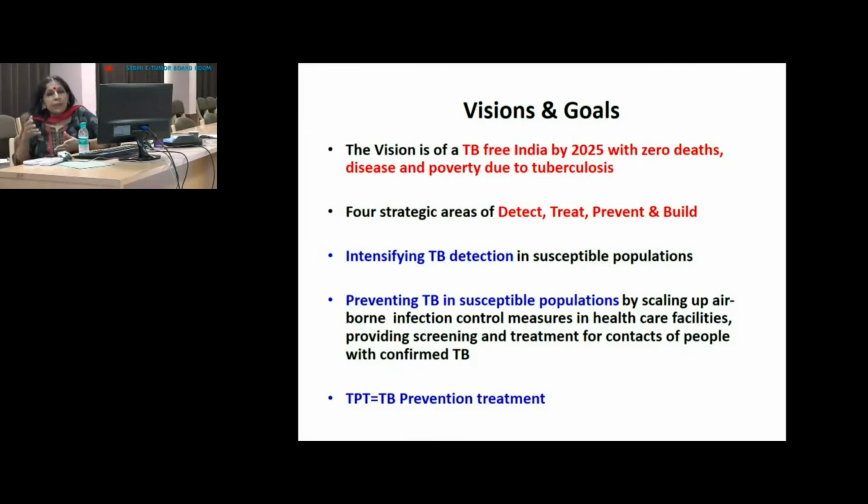Intensify TB detection in susceptible populations, key populations like HIV patients, wherever there are patients of drug abuse, wherever there are patients of diabetes, wherever there are patients of silicosis. In these key populations, TB detection must be intensified. And in any susceptible setting, such as a healthcare facility where TB patients may also be admitted, or you don't know the status of the person admitted, then scale up airborne infection control measures. And also screening and treatment is given for contacts of all the people who have infective TB confirmed.